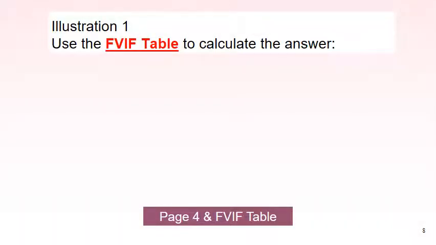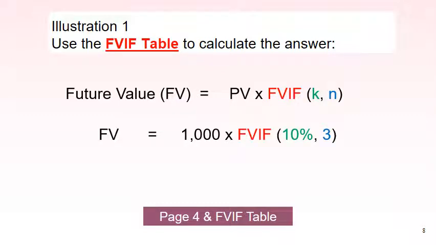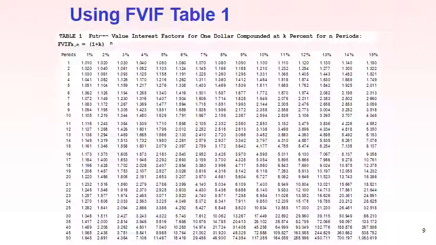Illustration 1: use the FVIF table to calculate the answer. So this is the formula. Substitute the figures in. PV is 1000, K is 10%, and N is 3. Refer to the FVIF table. Please make sure you choose the correct table.